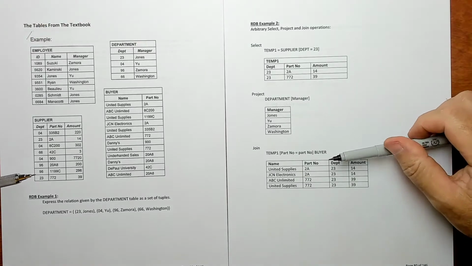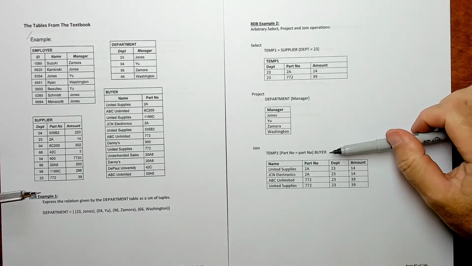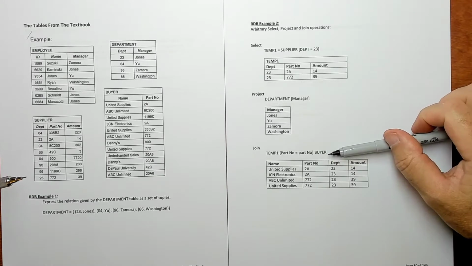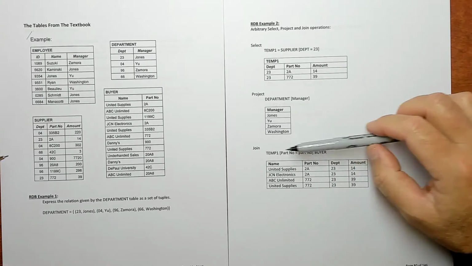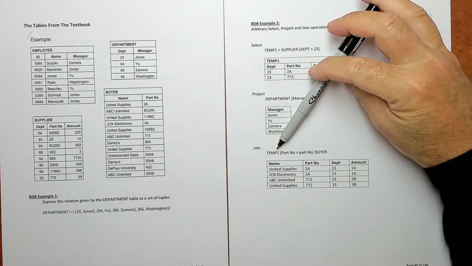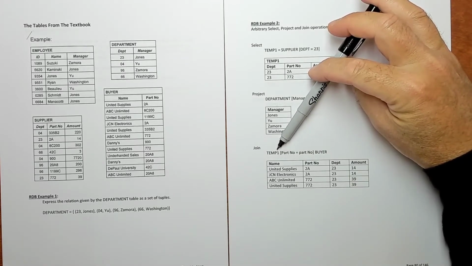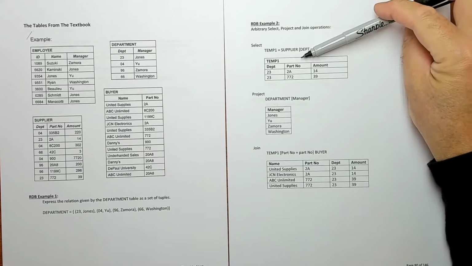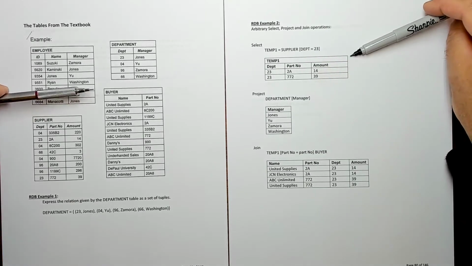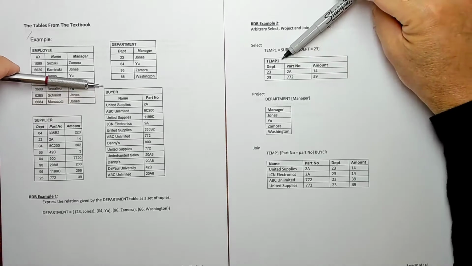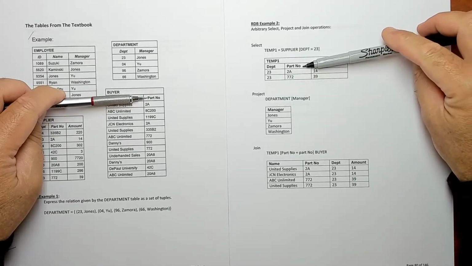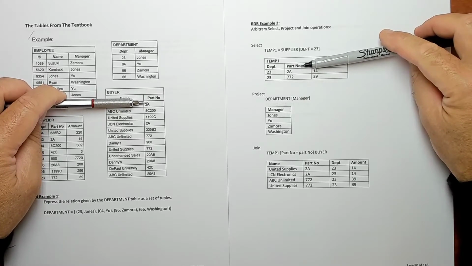All right, then the harder one, moving right along now, is a join operation. So a join operation combines two tables and generates a third table. So it's a binary operation. It's operating on the temp1 table that we've already created right here, and the buyers table. So it's operating on these two tables, the temp table and the buyers table. And it's looking for a match on part number.